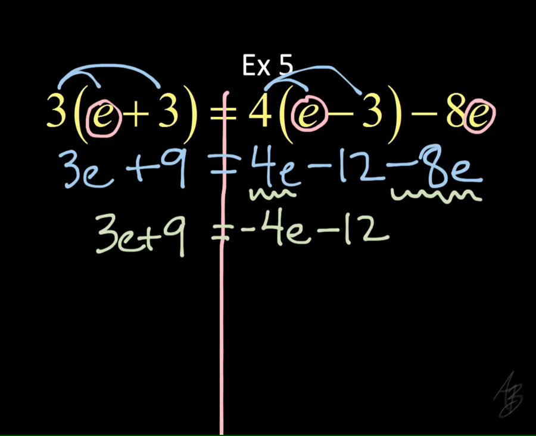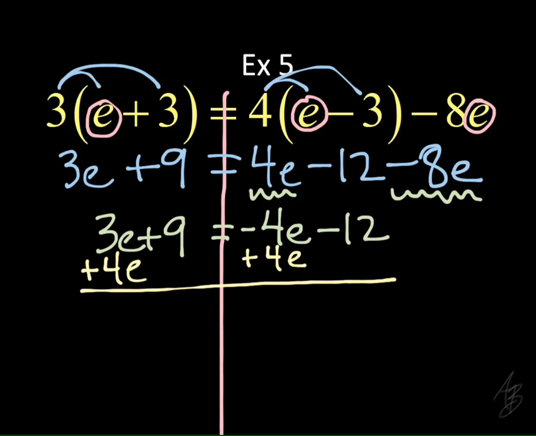Well, here we have a positive E and a negative E. If we have a positive and a negative, which one's always going to be smaller? The negative. A negative number is always smaller than a positive number. So, which one do we want to get rid of here? The negative 4E. So how do we get rid of a negative 4E? Add 4E. So we're going to add 4E to both sides, and that's going to get rid of this negative 4E here.